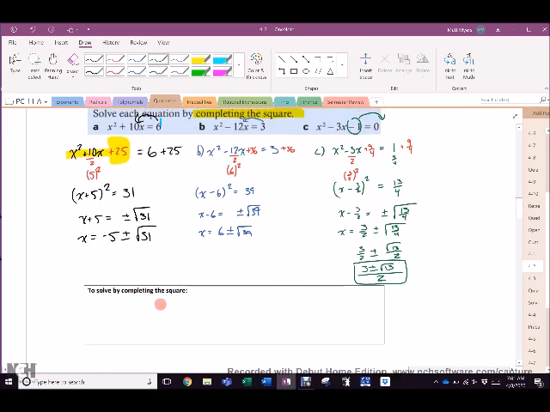So, let's sum it all up in here. To solve by completing the square, well, first thing to do is to get x squared plus bx equals c. Get it to there. Then b divided by 2 squared gets added to both sides.